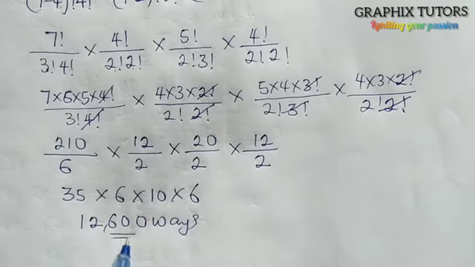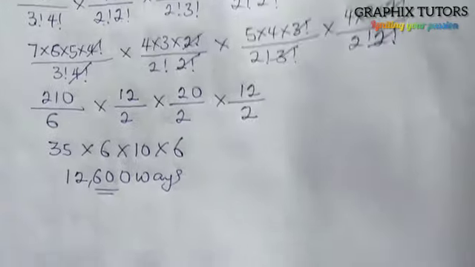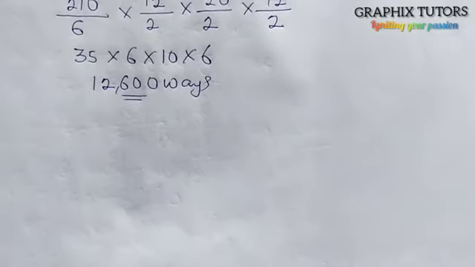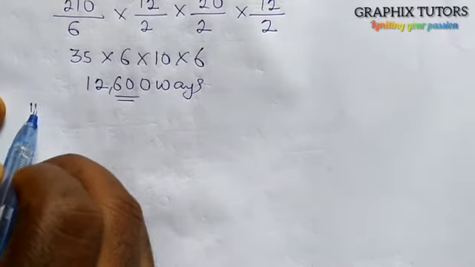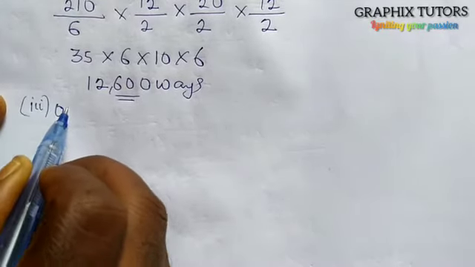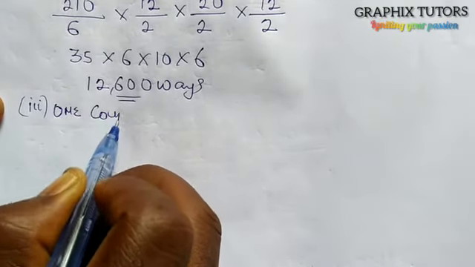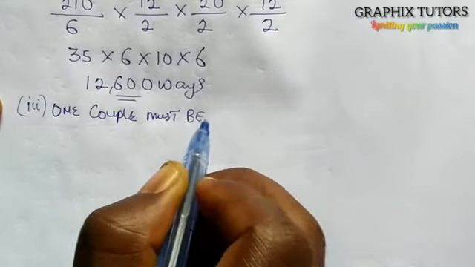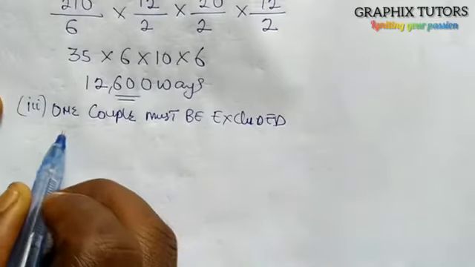So that is when one couple must be included, right? For the next one, we'll say one couple must not be included. So what you simply do is that you write it out. One couple must not be included, that is Roman figure 3. So this is one couple must not be included. One couple must be what? Excluded, means must not be included, must not be added, right?